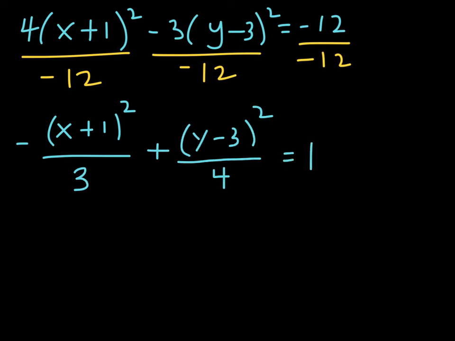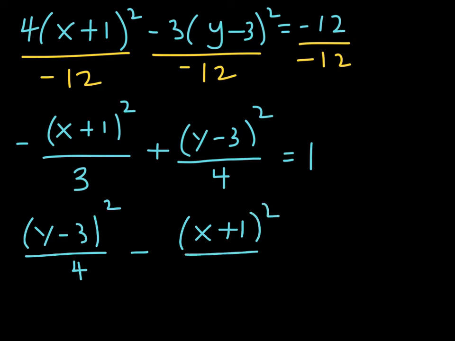Now, because this first term is negative and this second term is positive, I'm going to rewrite this as y minus 3 quantity squared over 4, and then minus x plus 1 quantity squared over 3 is equal to 1. There. Now you can see this is standard form.